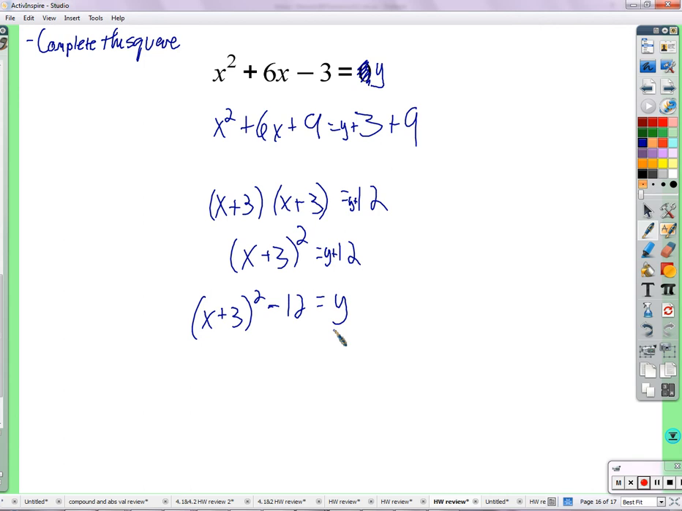The minimum will be negative 12. We'll have a minimum because we have a positive out here. It'll open up.